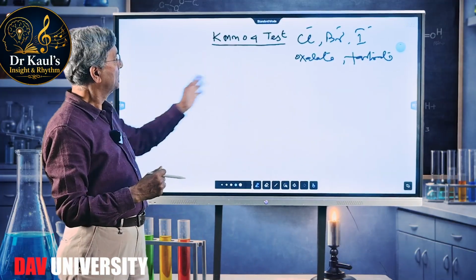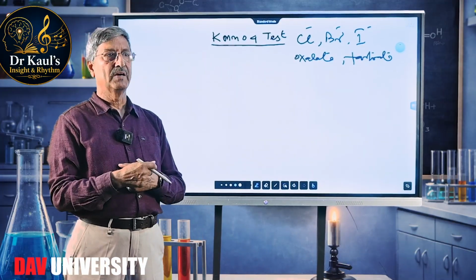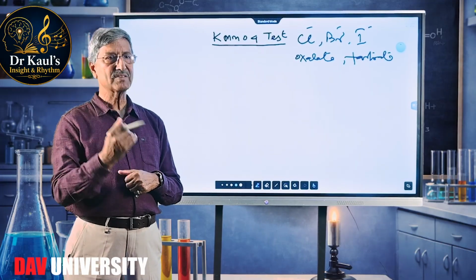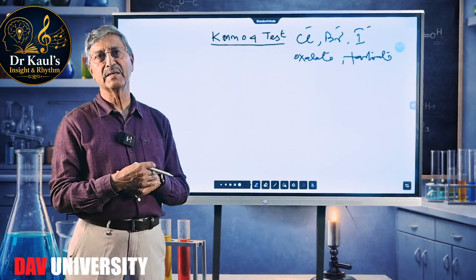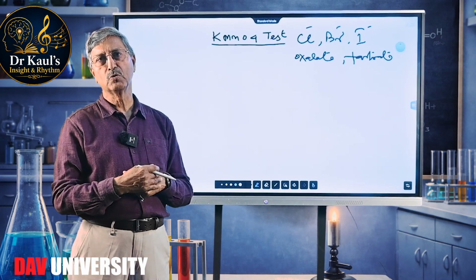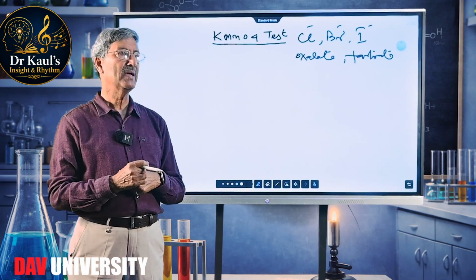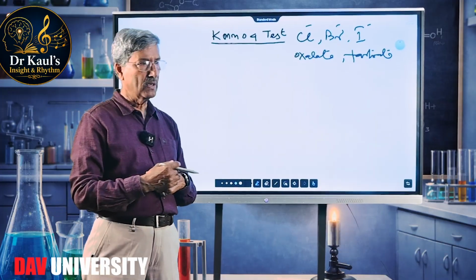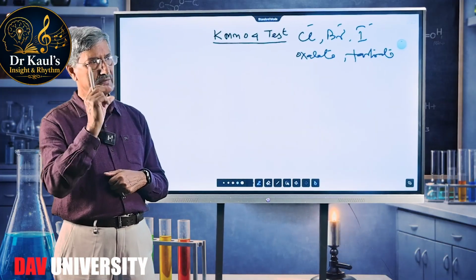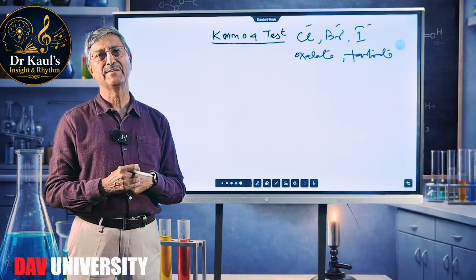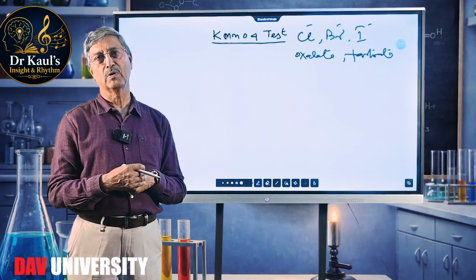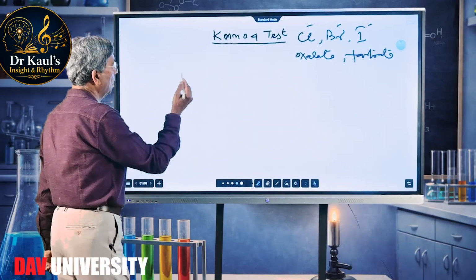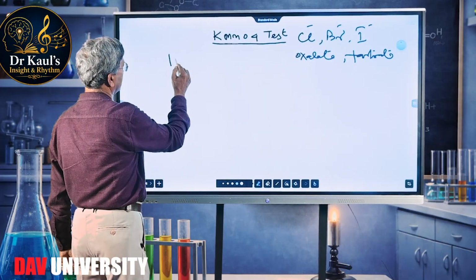Before proceeding to these situations, I would like to share with you that KMnO₄ acts as an oxidizing agent in acidic, basic, as well as neutral medium. But here we will be discussing KMnO₄ as an oxidizing agent in acidic medium. So as I told you, to the salt solution we add a few drops of dilute H2SO4 and KMnO₄ solution. Now, how is the underlying chemistry?